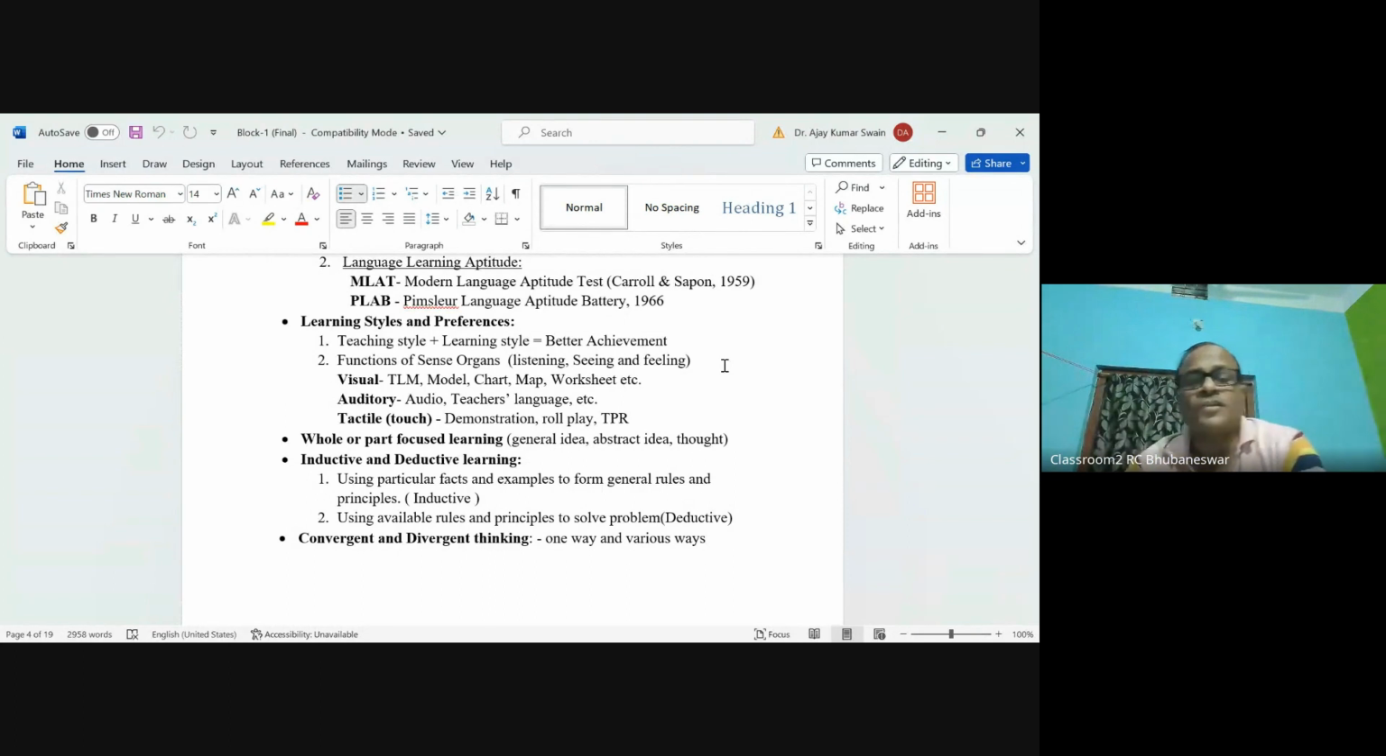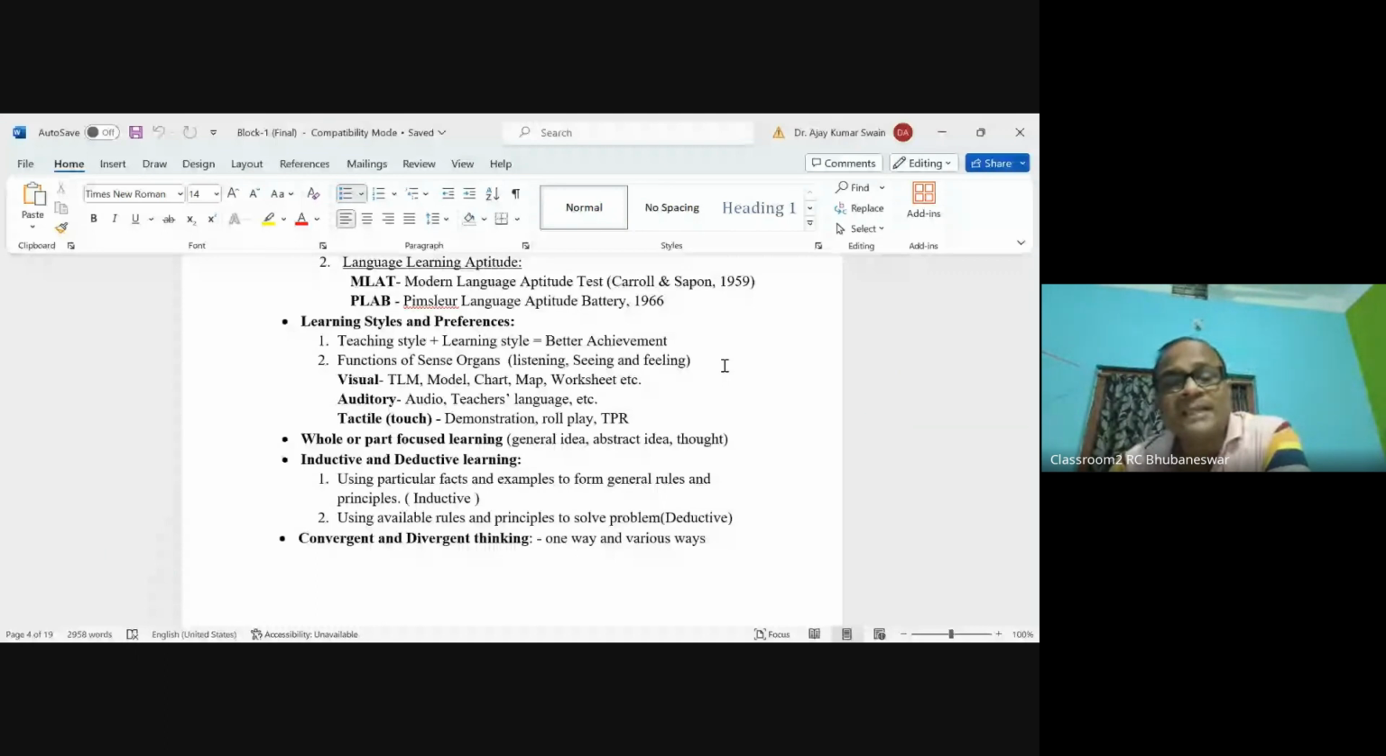Whole or part focused learning. So a general idea is there, an abstract idea is there, different thoughts are there. So always we move sometimes from part to whole and sometimes from whole to part. Inductive and deductive learning. So when we think about the teaching of English grammar, these 2 methods should be followed, inductive and deductive.